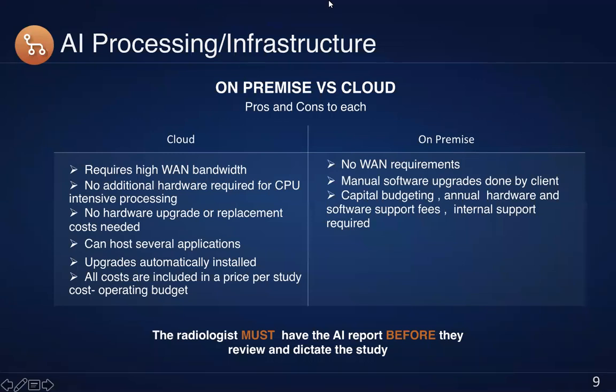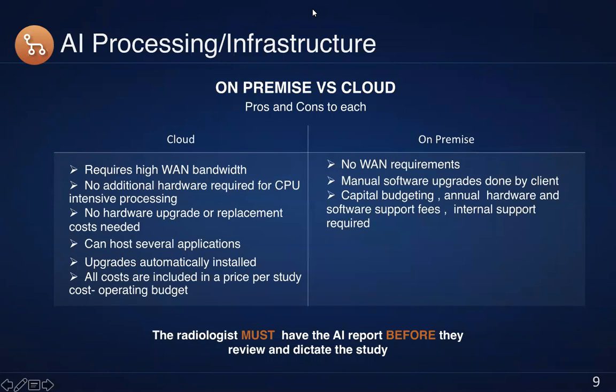The radiologist must have the AI report before they review and dictate the study. You can't have a radiologist dictate a study and then suddenly read the AI report and have to go back and amend or change the report or do anything else. So, to Elad's point, you have to have the AI processed and available. So when the PACS study comes across, AI is with it in real time. And that determines whether you go with AI in the cloud or AI on the premises.